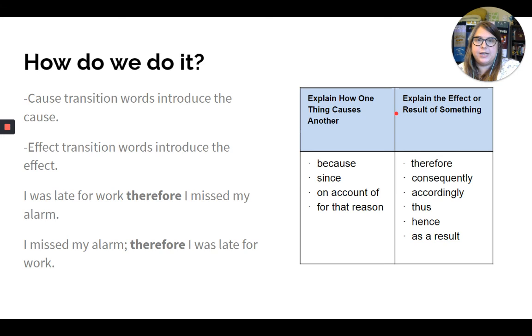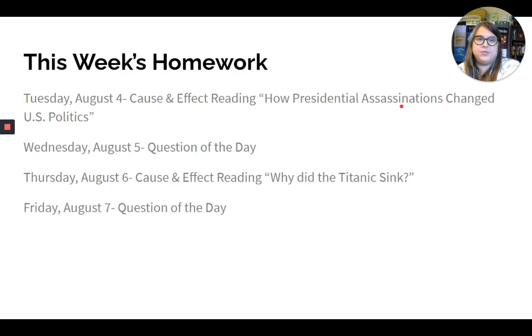All right, everybody. So last thing we want to do is review the homework that we're getting up to this week. So today, on August 4th, we're posting the cause and effect reading. Our reading is all about how presidential assassinations changed U.S. politics. We're looking for cause and effect. What changes happened as a result of those assassinations? On Wednesday, we're going to be dealing with the question of the day. So just go ahead and log in and answer your question.